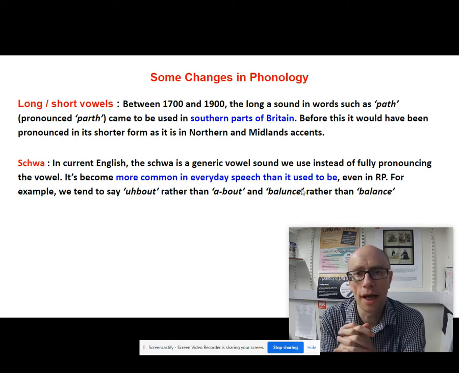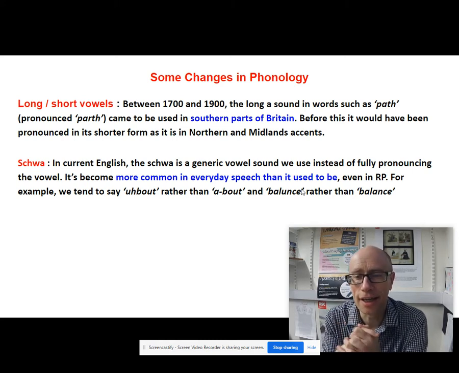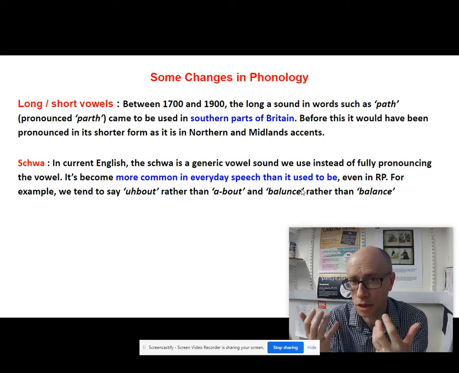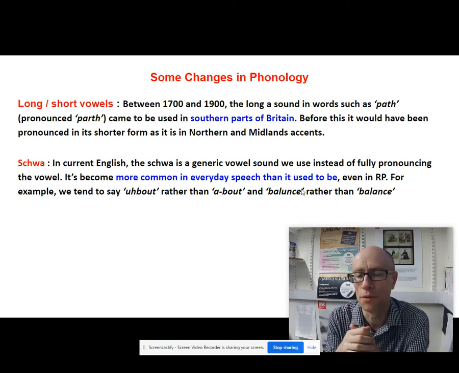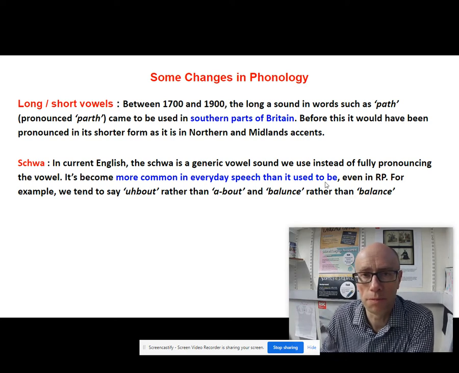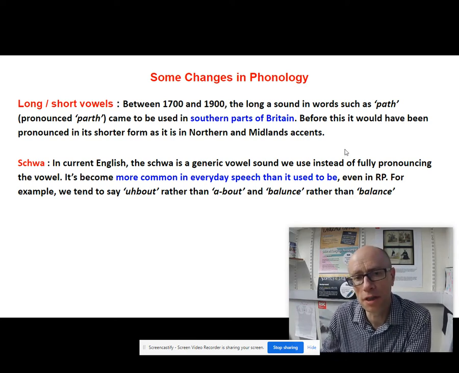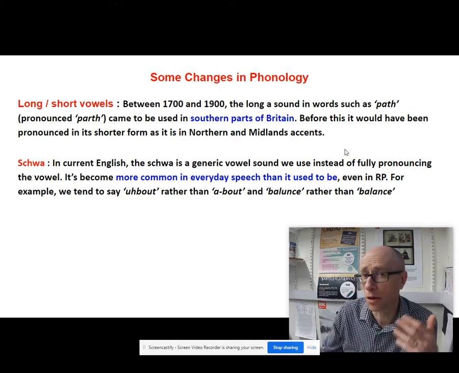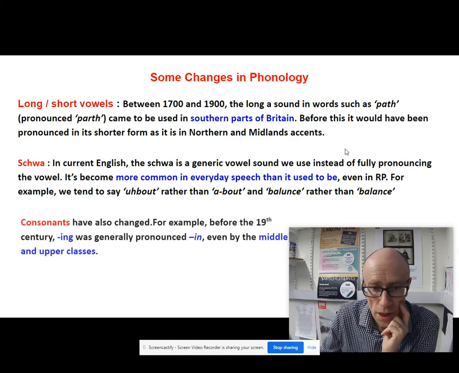Similarly, take the word B-A-L-A-N-C-E, balance. Okay, that second vowel sound, again, it's the schwa sound, an unstressed vowel sound. And we pronounce it like that rather than saying balance, which may strike people as being slightly odd. So we have this kind of all-purpose schwa, and it rears its ugly head in most words that you pronounce.